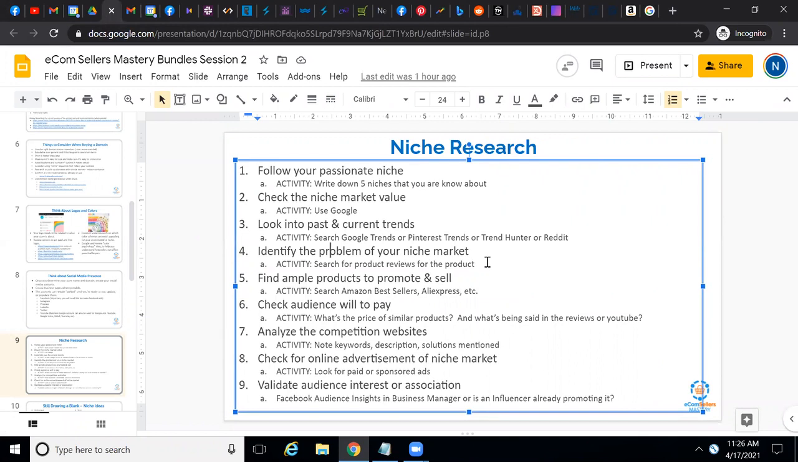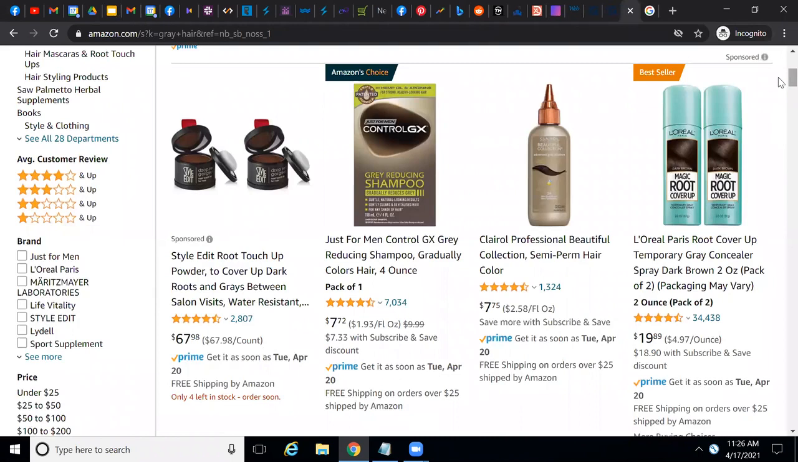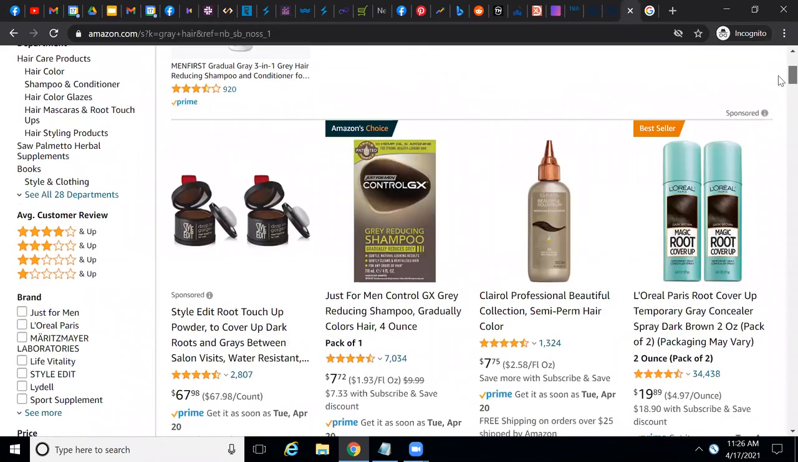We went to see what's in the market. So now we're going to look at a couple of these products and read the reviews. Are there ample products to sell? I believe that there is. So we're going to see what people will pay, and let's see what the product reviews are. So we see some product reviews.